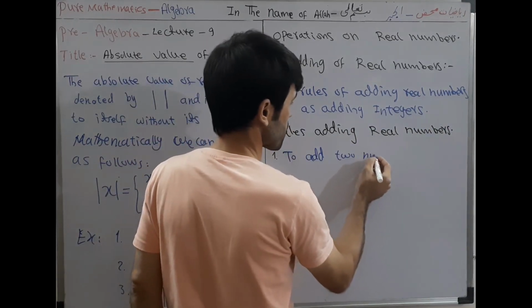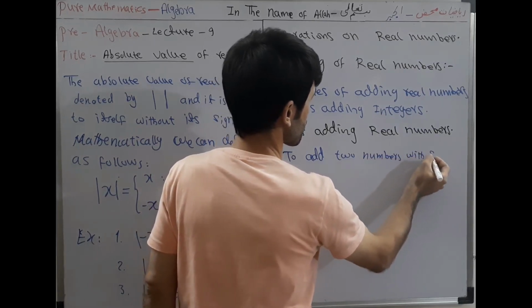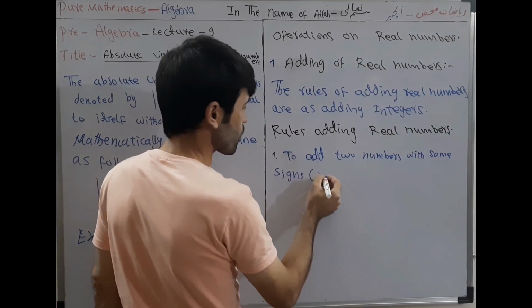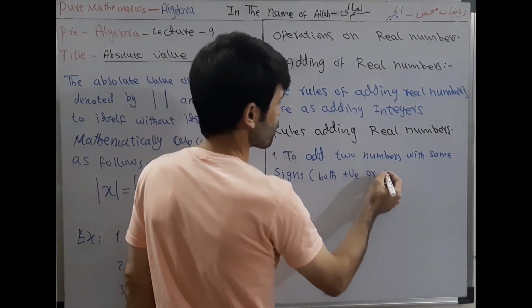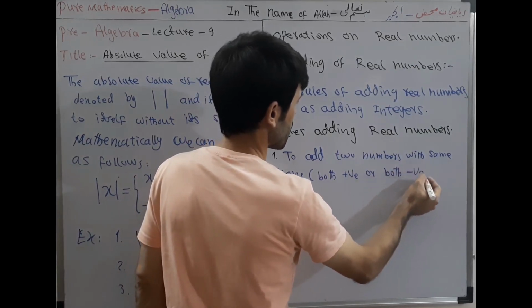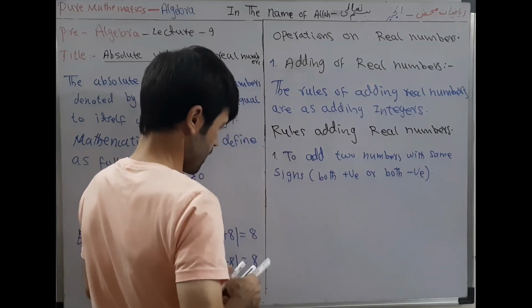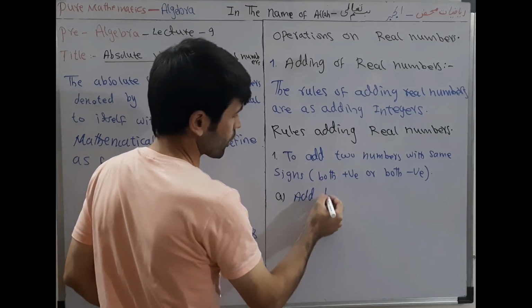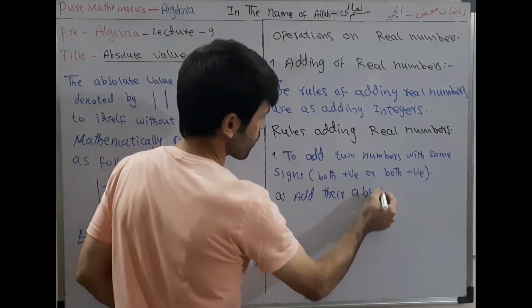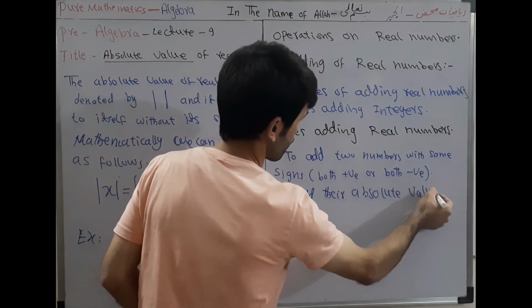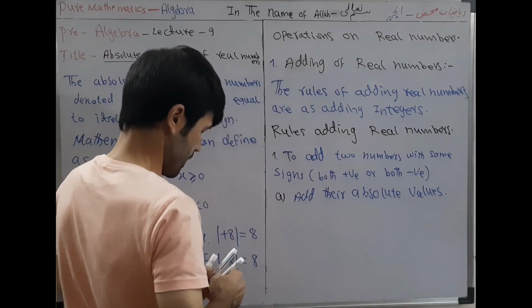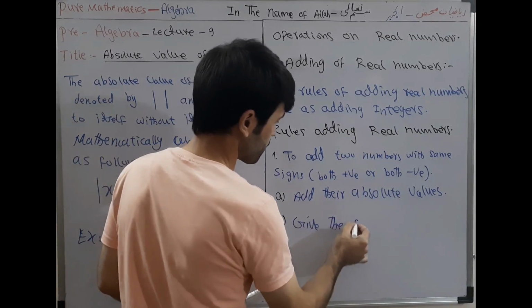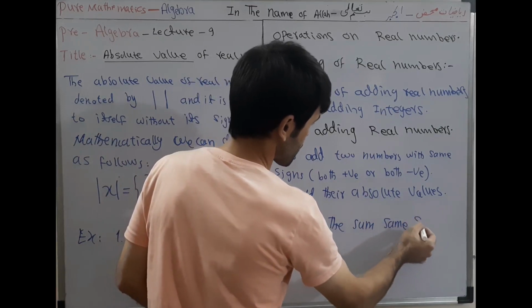To add two numbers with same signs, both positive or both negative: A, add their absolute values. B, give the sum the same sign.